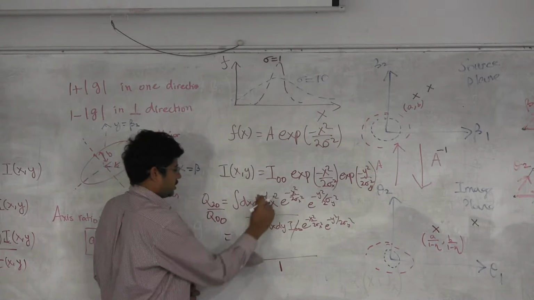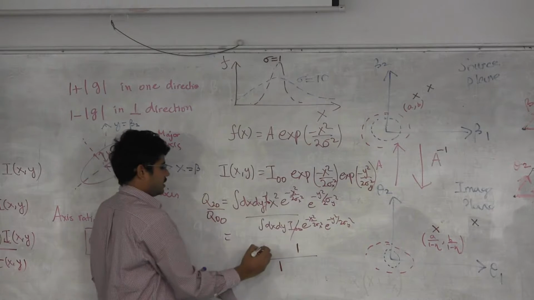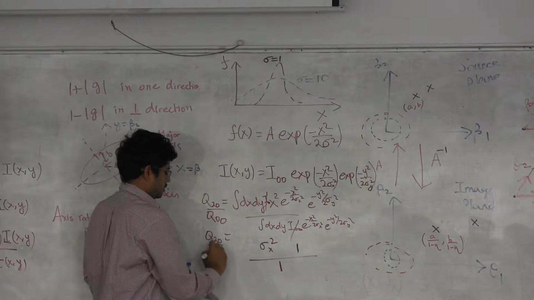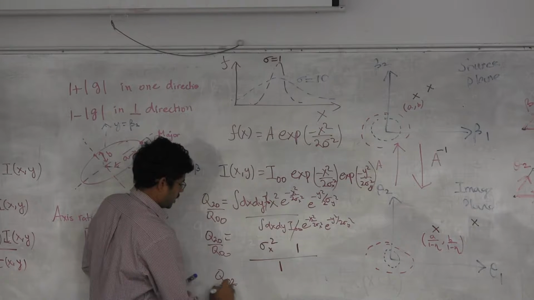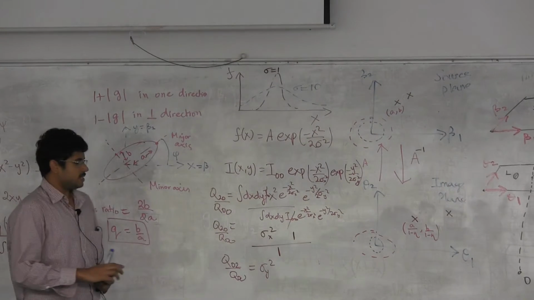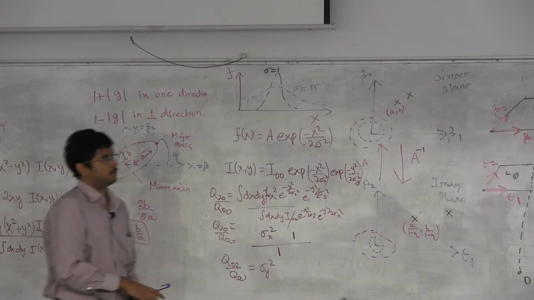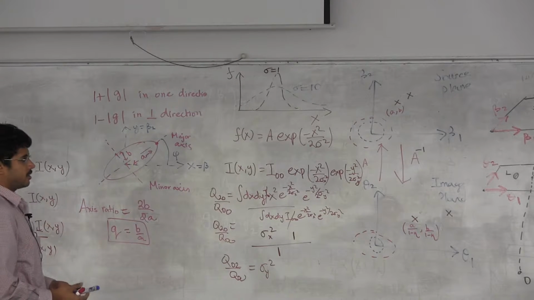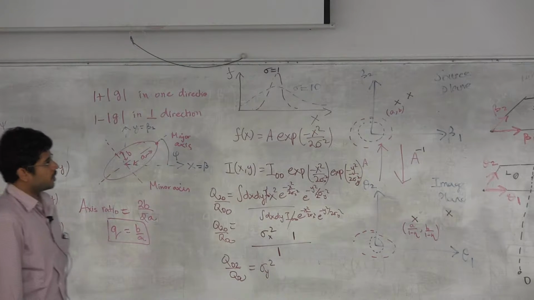And the numerator, after doing this integral: the y integral will give you 1 again, and the x integral will give you something like sigma x squared. So Q20 by Q00 will give sigma x squared, and similarly Q02 divided by Q00 will give sigma y squared. So these second moments are successful in capturing the so-called sizes of the galaxies. And if you define the appropriate combinations, you can also capture the ellipticities of the galaxies. Okay, now what do we do with these ellipticities?